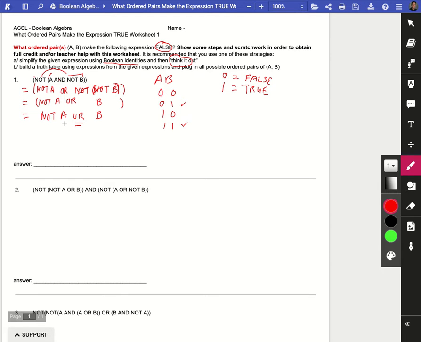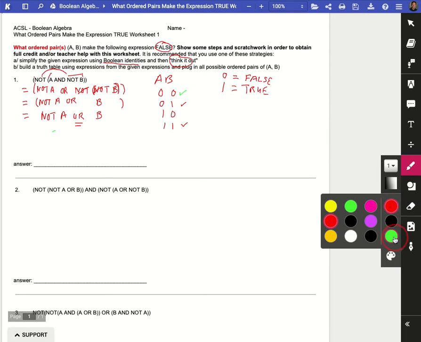If I plugged zeros in for both A and B, I would have not 0 ORed with a 0. And the not of a 0 simplifies to a true, a 1, and I'm left with the or 0. And in that case, it simplifies to 1. So this case does indeed work with a 0 and a 0 plugged in. And I have one more ordered pair to test, and that would be the ordered pair over here that's not checked off yet, 1, 0.